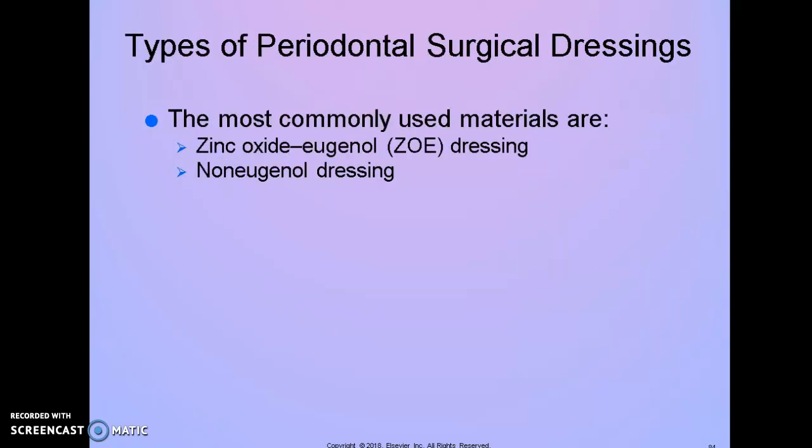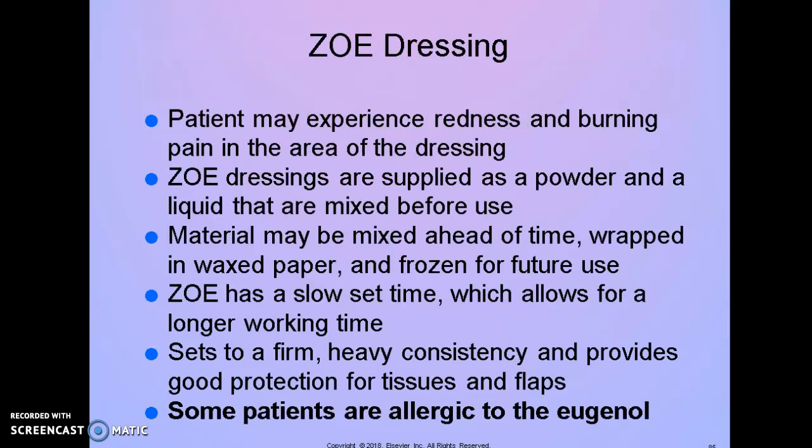The most commonly used Perio pack is ZOE dressing because it has that soothing eugenol in it for the exposed dentin and cementum. And there's also the non-eugenol dressings if patients have a sensitivity to eugenol. With ZOE dressing, patients may experience redness and burning or pain in the area of the dressing. ZOE dressings are supplied as a powder and liquid that are mixed before use. These materials may be mixed ahead of time, wrapped in wax paper, and frozen for future use.